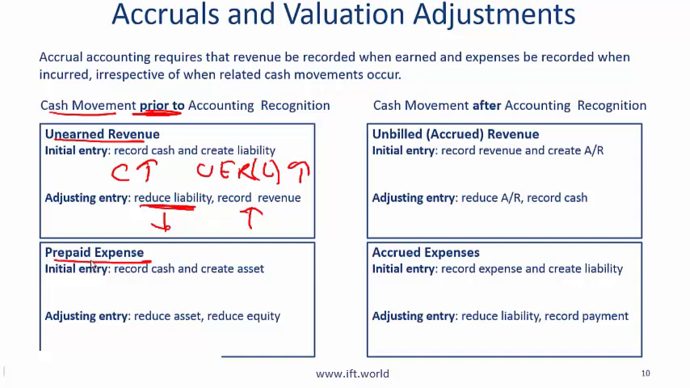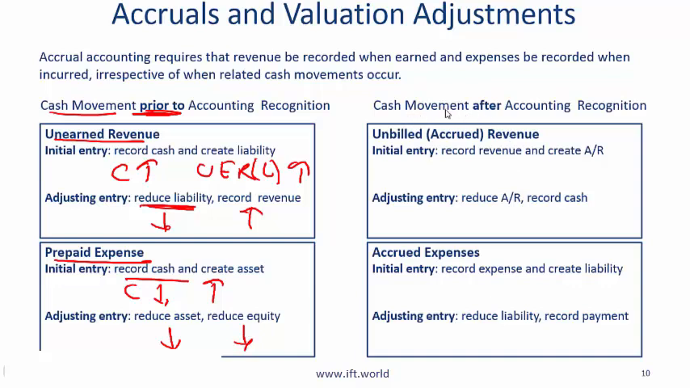Prepaid expenses. Here a company might pay for rent for the next period. We record cash because obviously cash is going down, and we create an asset called prepaid expense that goes up. Adjusting entry is when, let's say, the facility is used. So the prepaid expense, which is an asset, comes down, and the expense is recognized, so equity also comes down.